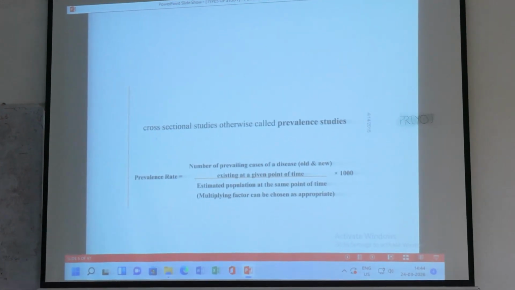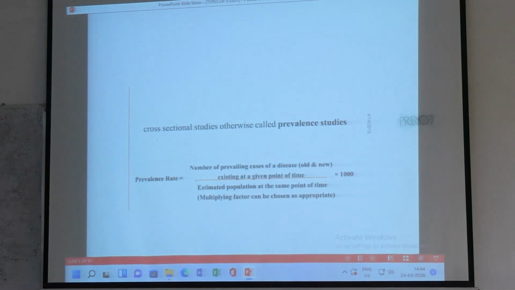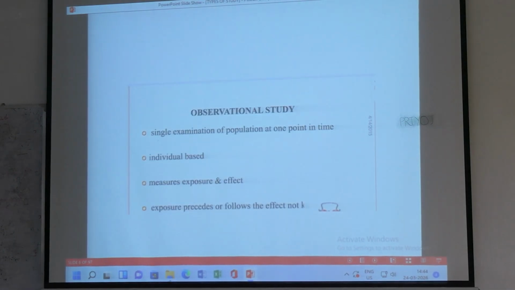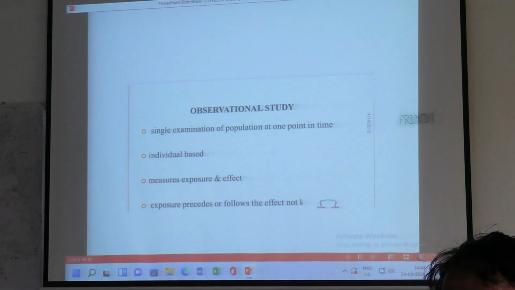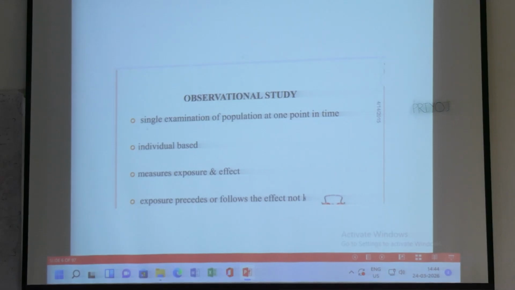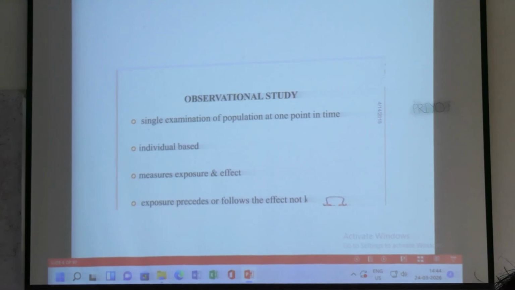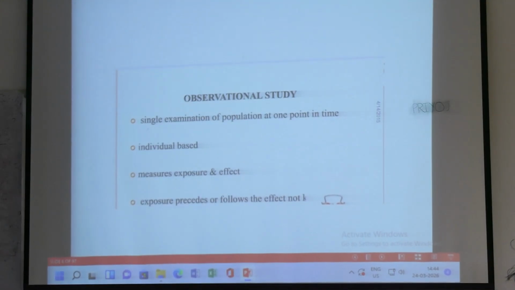We have some cross-sectional studies called prevalence studies. This is the number of prevailing cases divided by the number of population into 1000. Here we are having a simple observation of a population at one point of time, individual based. It measures the exposure and effect, and exposure can precede or follow the effect. What do you mean by exposure can precede or follow the effect?